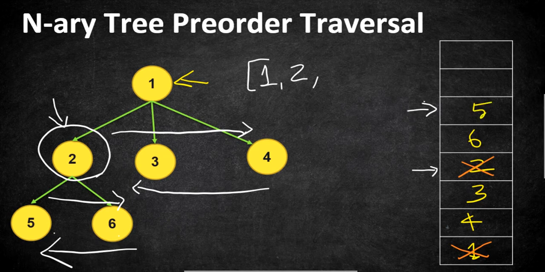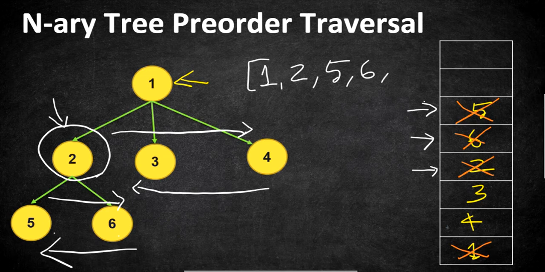So we are going to pop 5 from the stack. So we are going to check whether 5 has any children. No, 5 doesn't have any children. So we don't have anything left to add to our stack. So simply we are going to add that to our list. So now we have traversed 5. Now the top element is 6. We are popping 6 now and check whether 6 has any children. No, 6 doesn't have any children. So we are going to add that to our list.